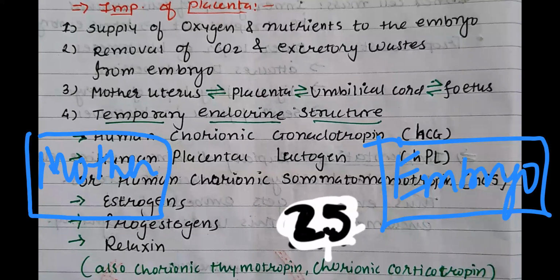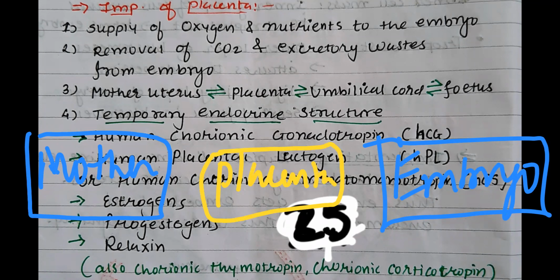From zygote to an embryo, various stages are there. Zygote to morula to blastula to gastrula, like that. But up to 10 weeks of pregnancy, it is considered as embryo. And 11th week onwards, the same structure will be considered as fetus. So initially the placenta will be there as an exchange site between mother and embryo, and later between mother and fetus.